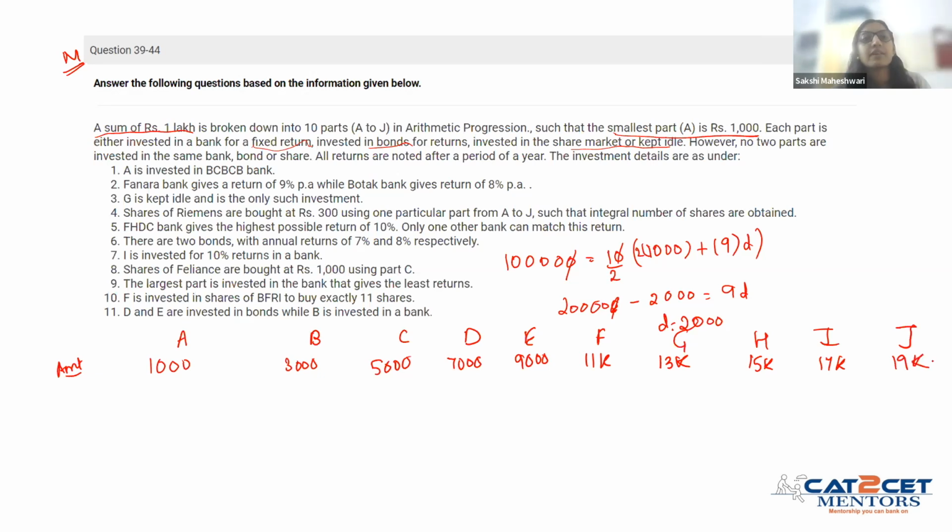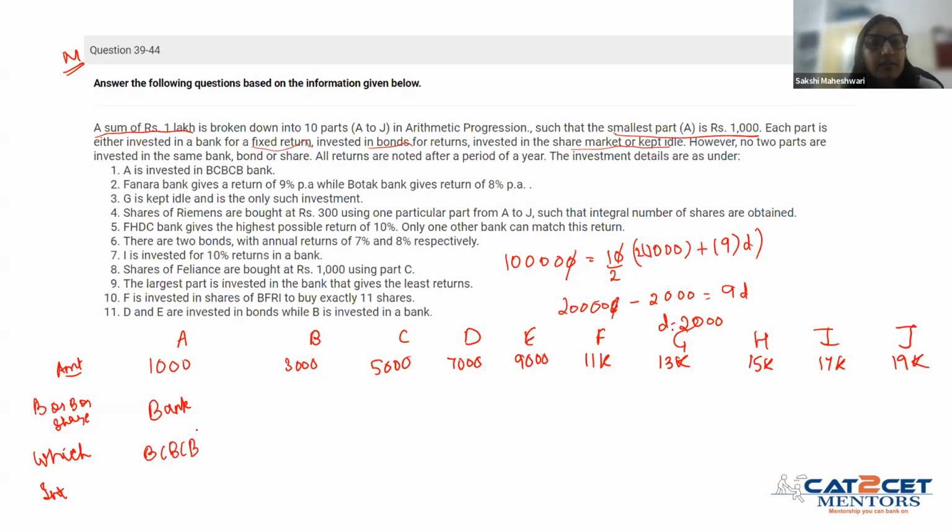Now let's move on. Each part is either invested in bank, bonds, or share market, or kept idle. And no two parts are invested in the same bank, bond, or share. So we have these details. Now let's see bank, bond, or share, and then which one it is, and the interest rate. We'll write all of these for all of them. So this is invested in a bank, which is BCBCB.